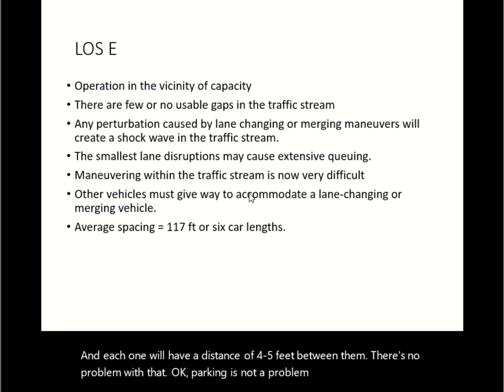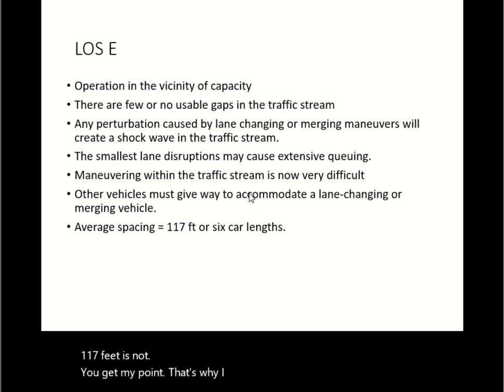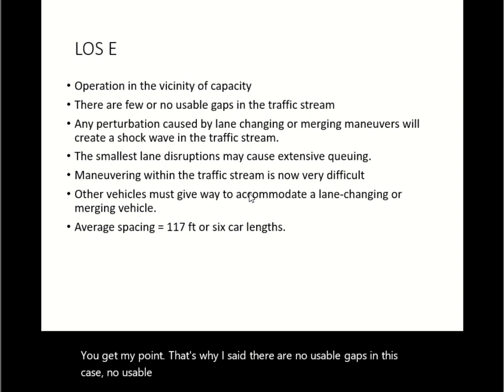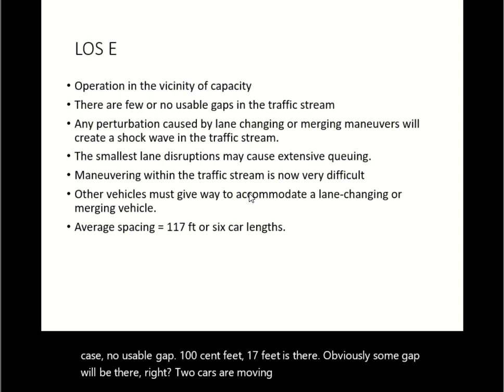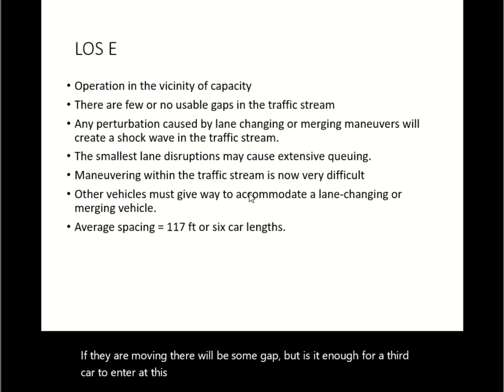But to enter between 2 vehicles, 117 feet is not enough. You get my point? That's why I said there are no usable gaps in this case. No usable gap. 117 feet is there, obviously. Some gap will be there, right? 2 cars are moving, there will be some gap. If they are moving, there will be some gap. But is it enough for a third car to enter at this much speed?